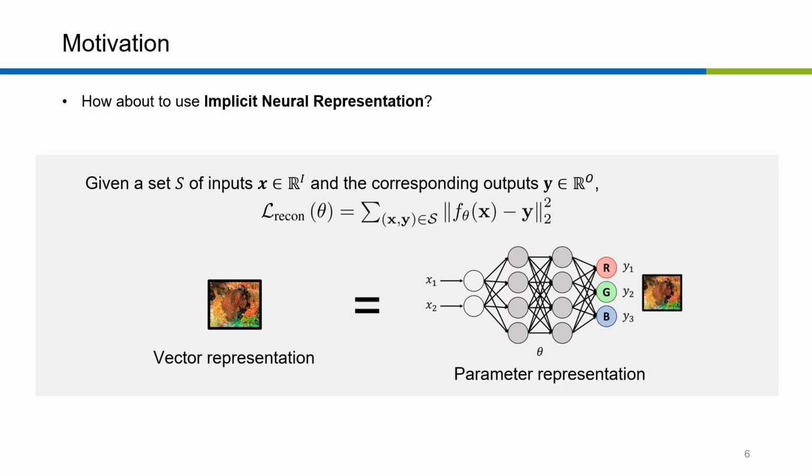We considered the possibility of using implicit neural representation, in short, INR. INR is a new data representation method that moves away from traditional vector-based representation. Instead, it learns the data distribution through a neural network and represents the data using the network's parameters. In the case of an image, the input X would be the coordinates, and the output Y would be the corresponding RGB values. The neural network is trained using a reconstruction loss to ensure that the output RGB values of the network match those of the image.